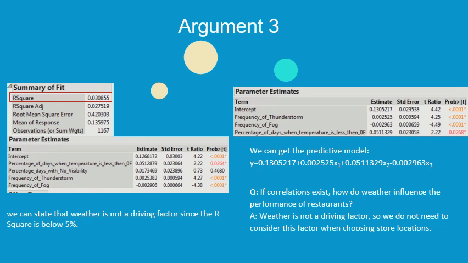And we can state that the more thunderstorms and days with temperature less than 0F, the higher the performance trend index a restaurant will have. And the more frequent the fog, the lower the performance trend index a restaurant will have.